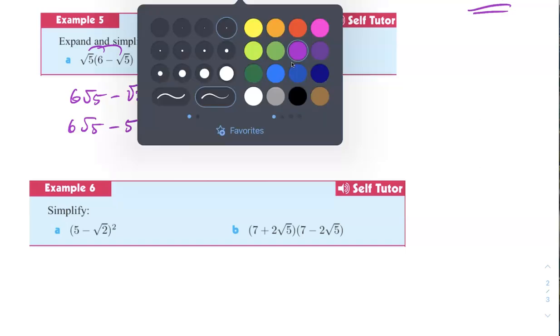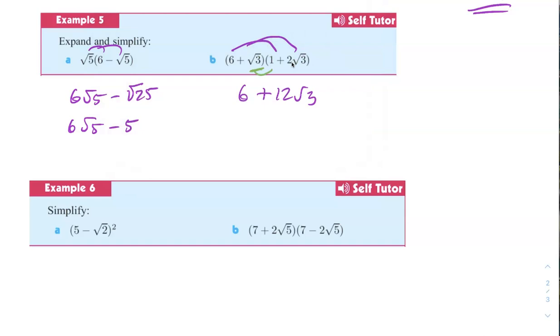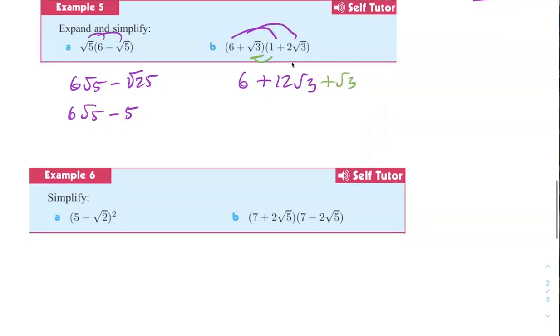Then distribute the other side. Rad 3 times 1 is just rad 3. Rad 3 times that. Again, you can only multiply the radicals, so it's 2 rad 9. Radical 9 is just 3. Now you have to multiply these two, because radical 9 is 3, but 3 times 2 is 6.